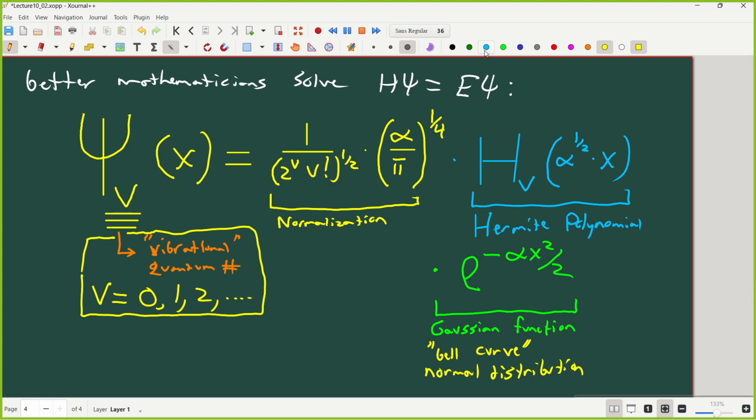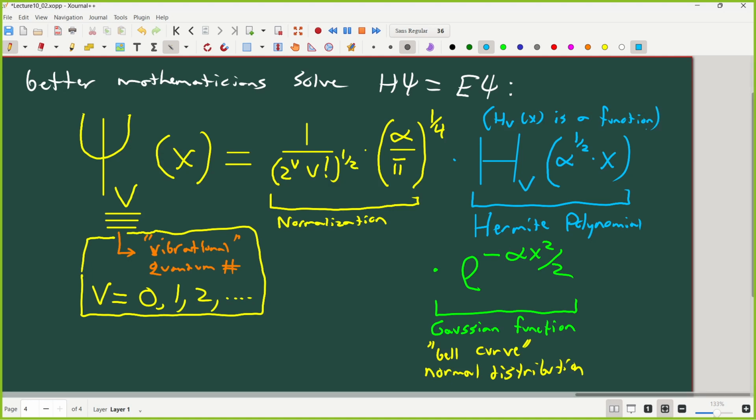I'll just write that at top. H_v of x is a function. It's a special function. They're tabulated, so we can write them down. Notice that in this problem each Hermite polynomial has an index v. There's one for v equals 0, one for v equals 1, one for v equals 2, and so on. They're not that complicated to understand, but there's going to be a different one for each state.